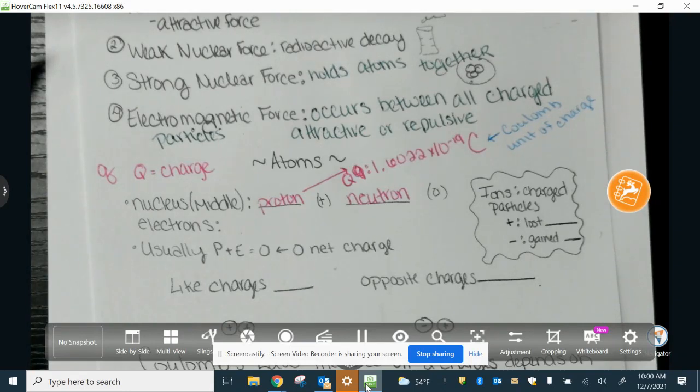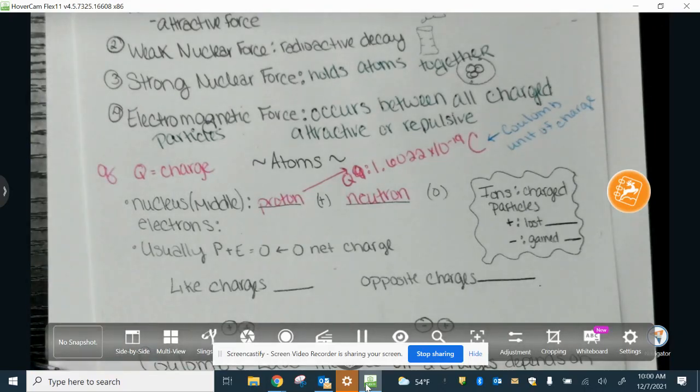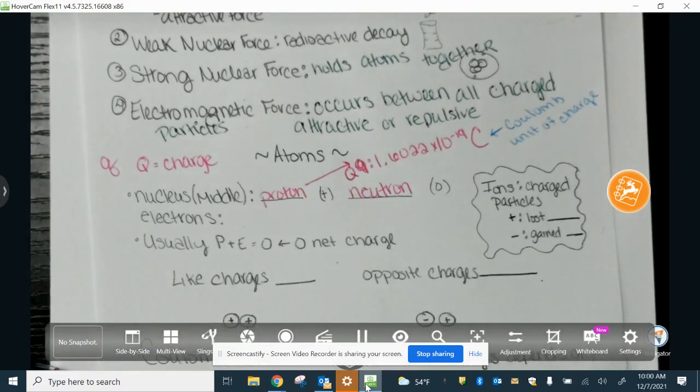Coulomb. Just think of Columbia. Wait, no. What? It sounded better in my head. Yeah. It's spelled towards the bottom of your paper.